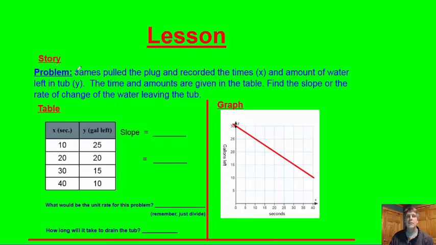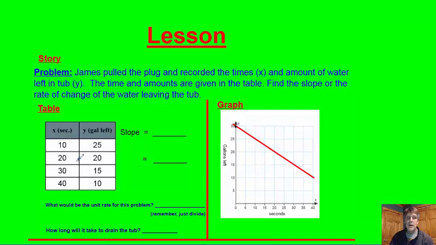Alright, first problem. I got 2 problems for you. I'll do the first one with you, and then you can kind of work the second one on your own, and I'll walk you through it after you get some time to work on it. James pulled the plug and recorded the times, X, and the amount of water left in the tub. That's my Y. The times are given in the table here. Find the slope or the rate of change for the water leaving the tub.